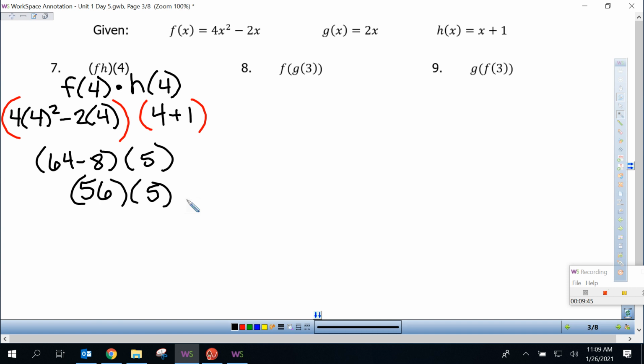And 6 times 5 is 30. 5 times 5 is 25. And 25 plus the 3 would be 28. So this answer would be 280.